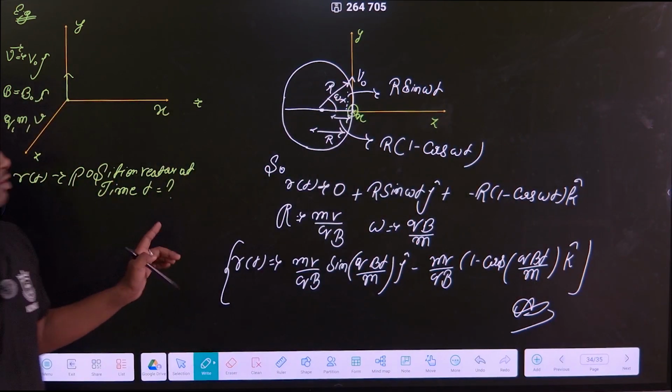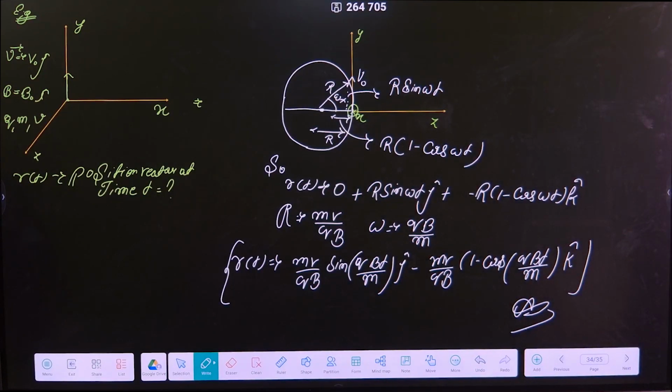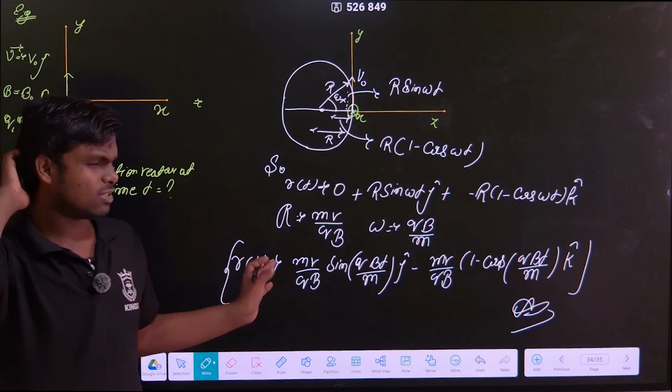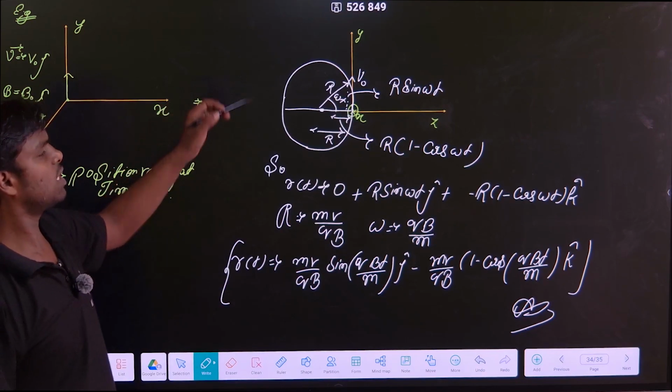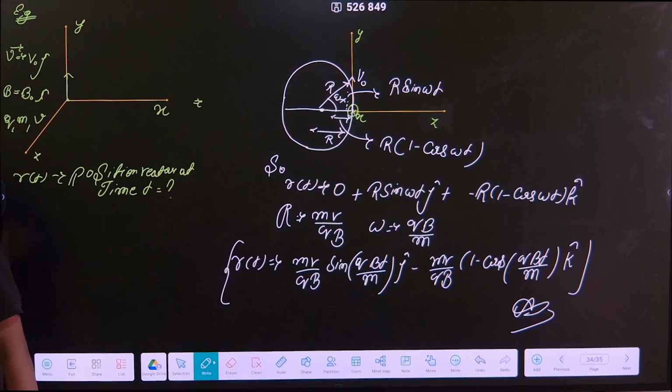Clear? Any doubt? You have to simply know how the particle is going to take the path. If you are able to understand that, then it is easy to write the position vector. It is not that much of a difficult task. You have to understand in which plane it is going to do the circle. Okay, clear?